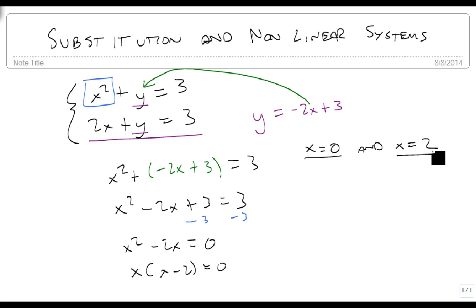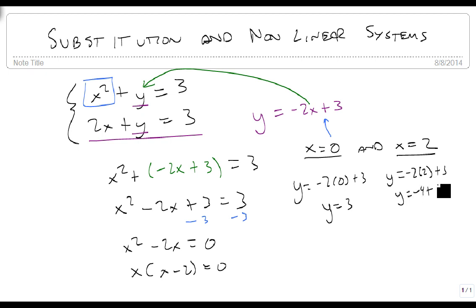Well, each x is going to have its own y, so I go back up into my y equals, and when x is 0, y equals minus 2 times 0 plus 3, so y is 3, and when x is 2, y equals minus 2 times 2 plus 3, which is minus 4 plus 3, which is minus 1.